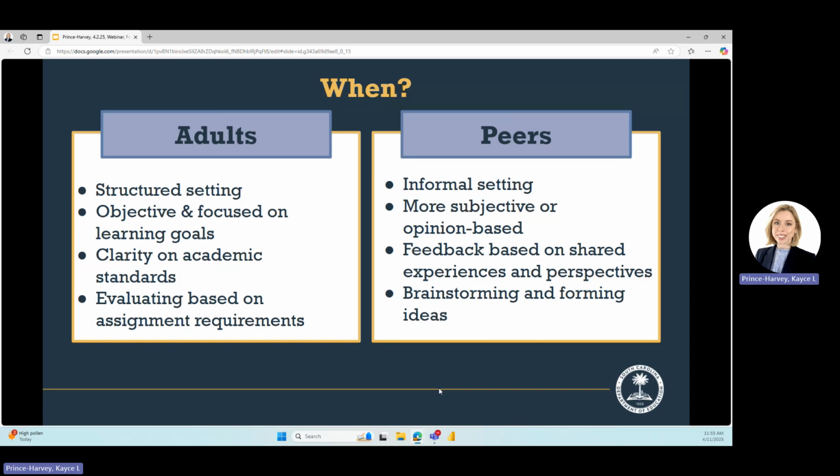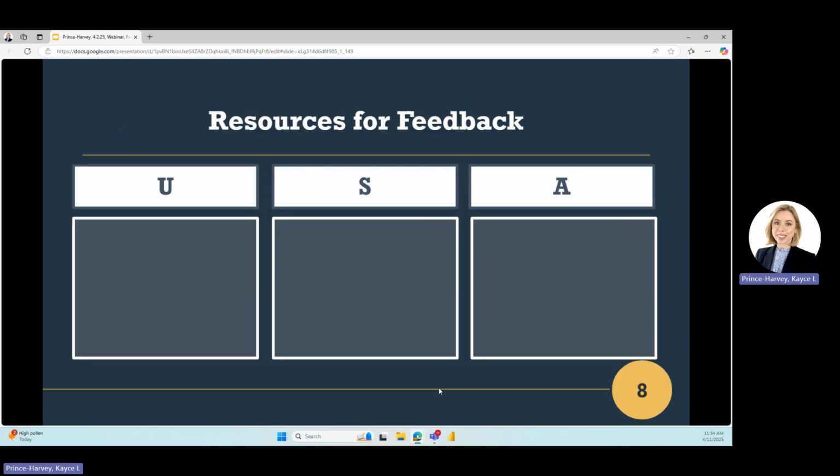Whereas adults may be, in some cases, more appropriate when evaluating the work at the end of the product, peers would be a great option when brainstorming and forming those ideas in the initial stages. So you will see on box 8 of your note catcher that you have some resources that have been curated for feedback that you will have an opportunity to explore. And you'll also see that there is a USA reflection in that same box.